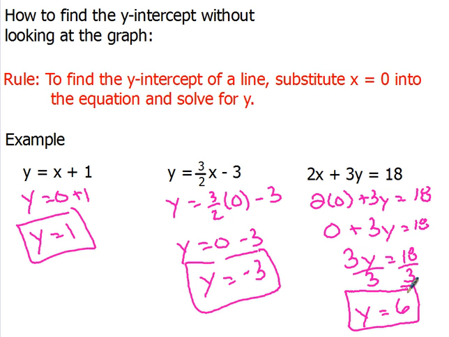Alright, so that's it. Pretty easy. So whenever you want to find the x-intercept, you just put a 0 in for y and then solve for x. Whenever you want to find the y-intercept, you put a 0 in for x and solve for y.